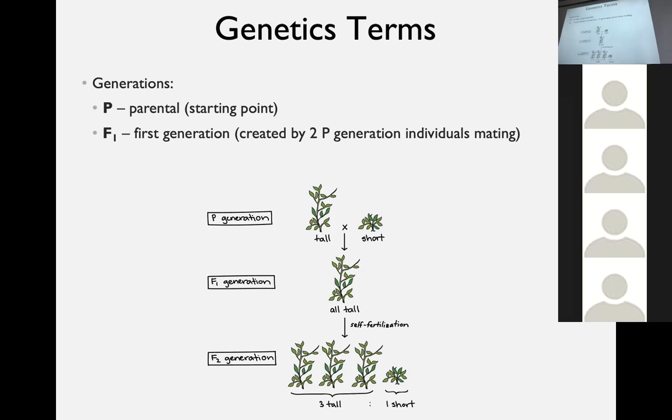The offspring of two P generation individuals crossing is going to be the F1 generation. So two P generations crossing, you get F1. If you cross two F1 individuals, you get F2 and so on. You can keep going. We're not really going to go beyond F2. And in this case, plants are weird. They can self-fertilize, so they don't even need another individual. So P, F1, and F2.